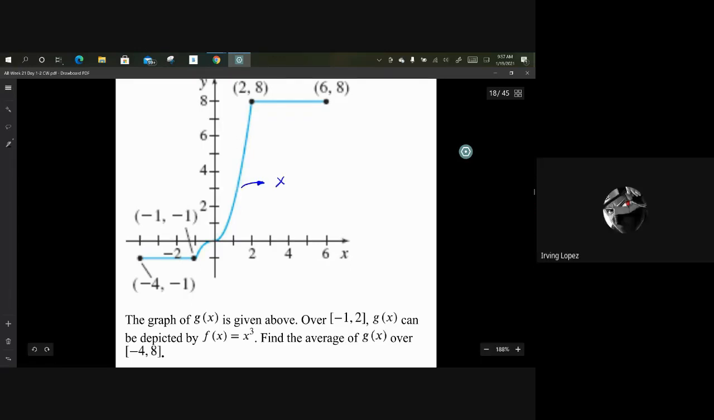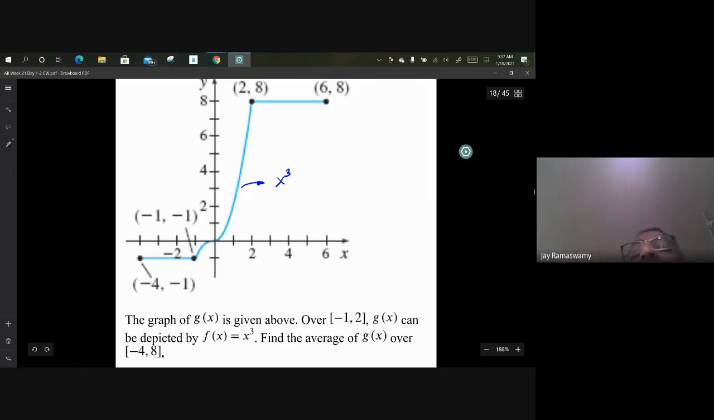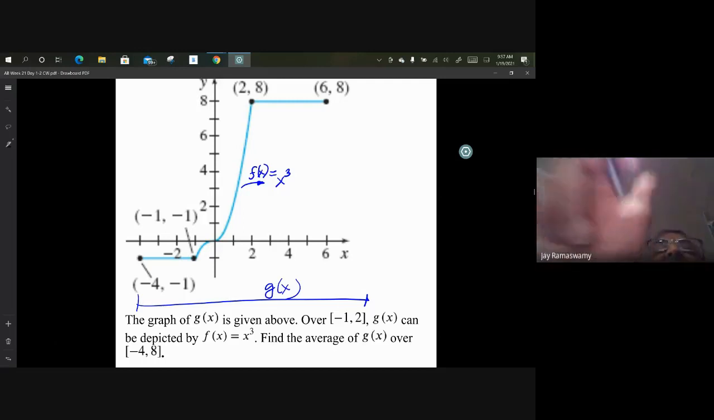Wait, so that's supposed to be g of x instead of f of x? No, it's okay. It just says g of x can be depicted by the function f of x equals x cubed, in that interval. I'm just breaking down the problem. What they're saying is the whole function is g of x, but in that interval, from -1 to 2, that particular sketch is f of x equals x cubed. There's nothing to freak out. It's just a notation thing.